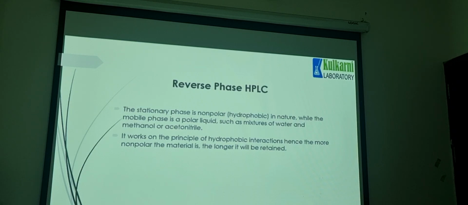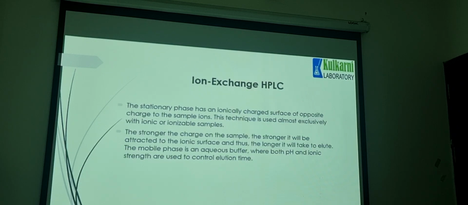Understood? So the normal phase and reverse phase chromatographies are based on what? Polarity of your sample. Understood? So these are the 2 types. After that, the third type of chromatography is ion exchange HPLC.